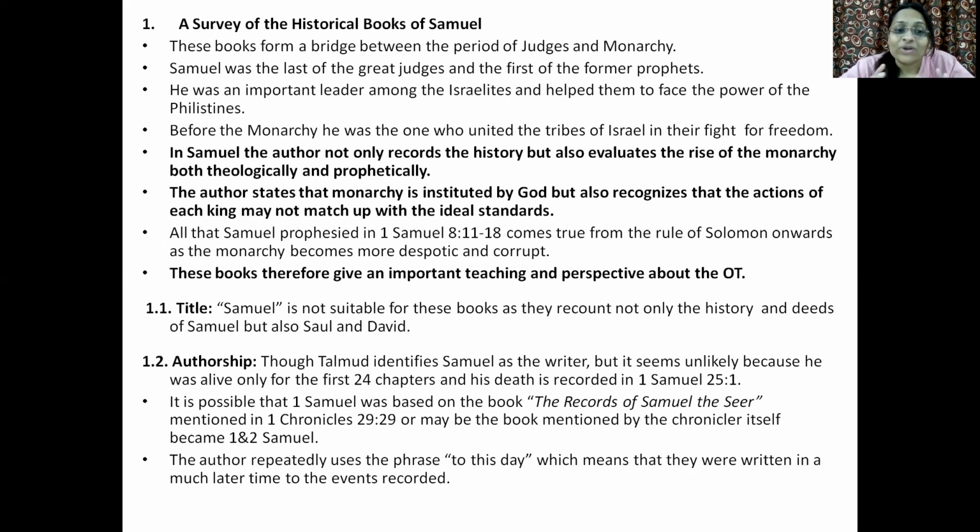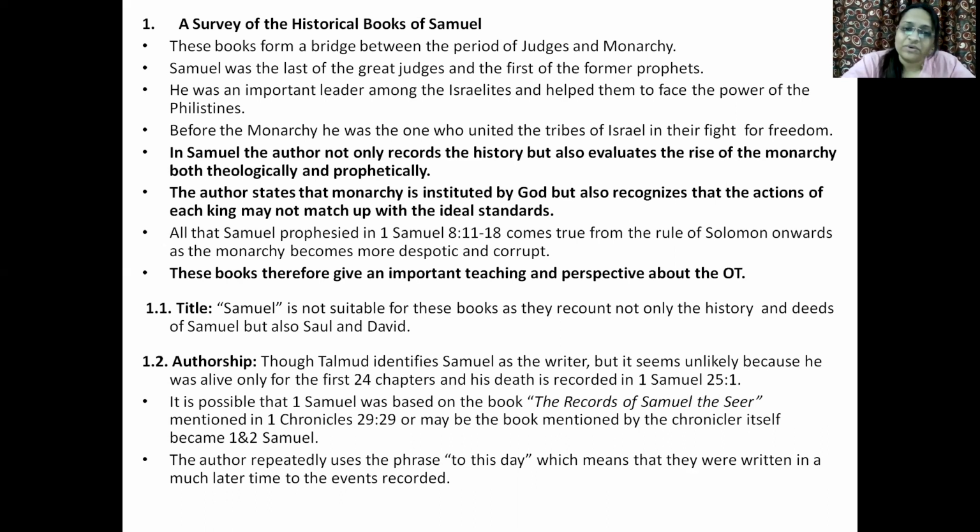All of Samuel's prophecies about the problems that would come when a king started ruling the people of Israel came true with the rule of King Solomon onwards, as the monarchy became more despotic and more corrupt. From the reign of Solomon onwards, we see a lot of corruption, and the kings wanted to become great people, and they tried to acquire a lot of kingdom and horses and men and slaves and women and everything.